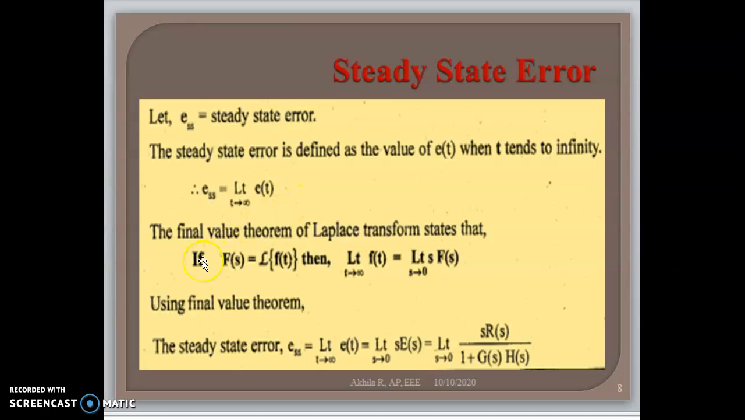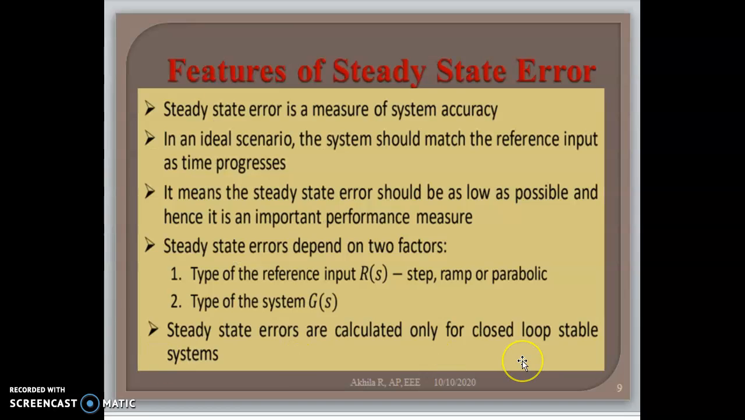Now we have already learned the final value theorem in Laplace transform, which says that if F(s) is equal to Laplace of f(t), then limit t tends to infinity f(t) is equal to limit s tends to 0, s into F(s). I am going to apply the final value theorem on this, and hence I can express my steady state error ess as limit s tends to 0, s into E(s). Substituting E(s), it can be written as limit s tends to 0, s into R(s) by 1 plus G(s) into H(s).